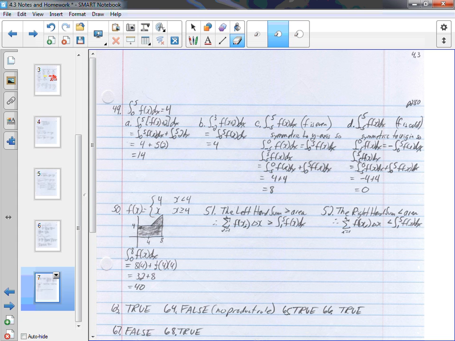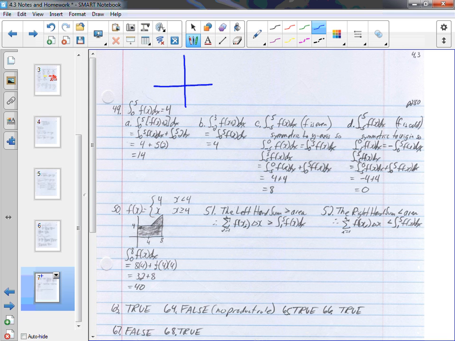All right, 49. We're given that we have the integral from 0 to 5 of f of x dx equals 4. For part C, we're told that f is even. Now, you probably don't remember what that means, but it means that it's symmetric with respect to the y-axis. If that's your xy plane, that graph is symmetric with respect to the y-axis. The y-axis is a line of symmetry. The graph to the left of the y-axis is a mirror image of the graph to the right.